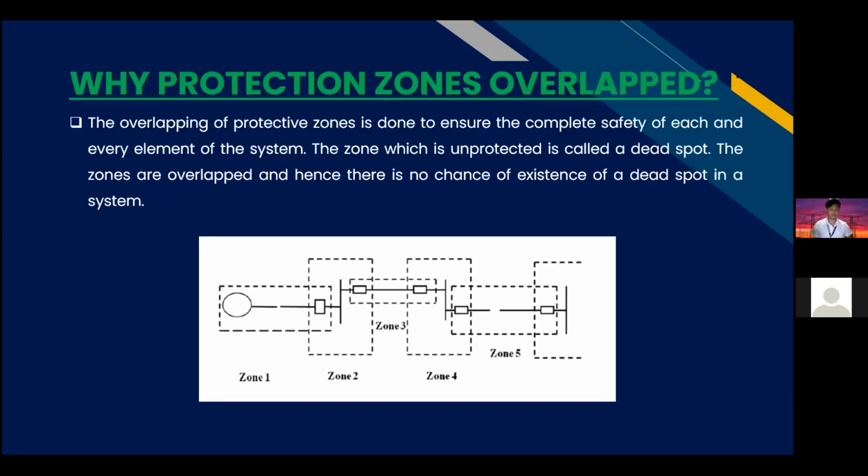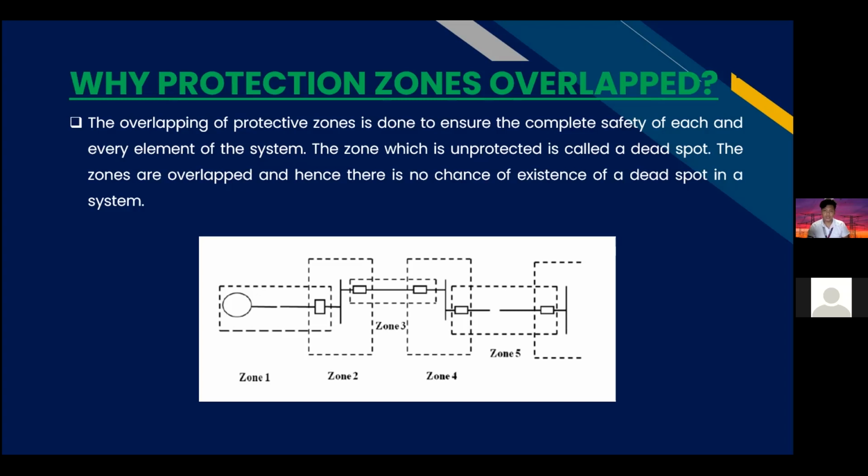Next, why do protection zones overlap? The overlapping of protective zones is done to ensure the complete safety of each and every element of the system. The zone which is unprotected is called a dead spot. The zones are overlapped and hence there is no chance of existence of a dead spot in a system.